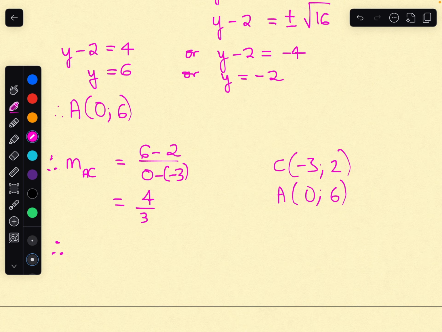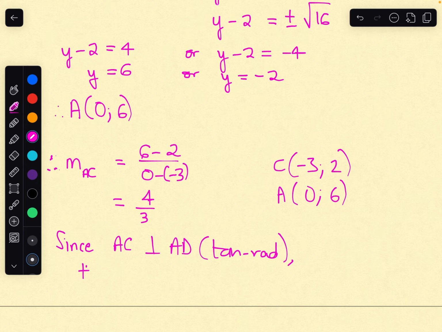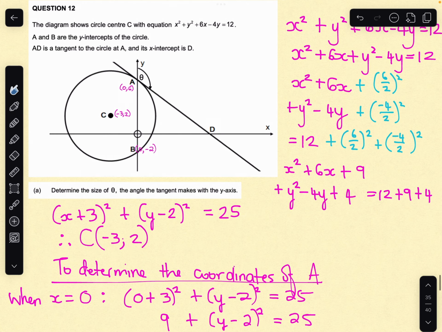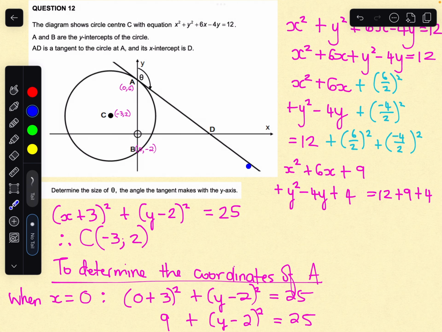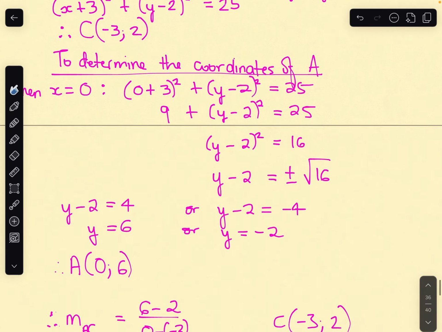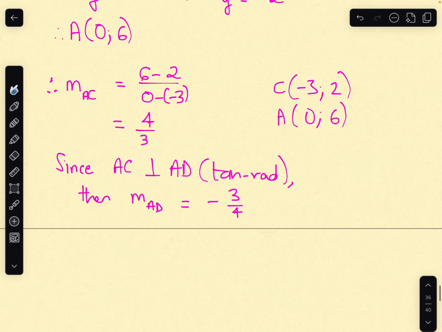And therefore, since AC is perpendicular to AD, and that is because of the tangent radius property, that means the gradient of that tangent is equal to negative 3/4. Right, so that is the gradient of this line. So I can then use that to figure out the angle of inclination of AD.